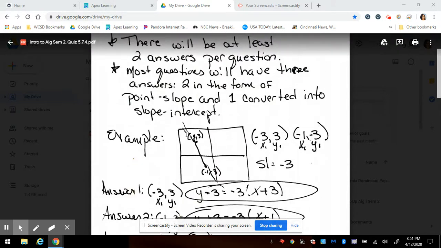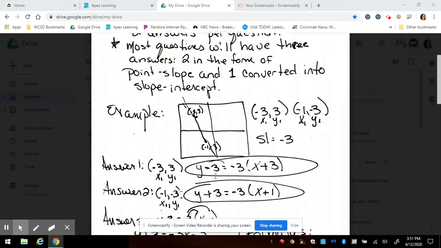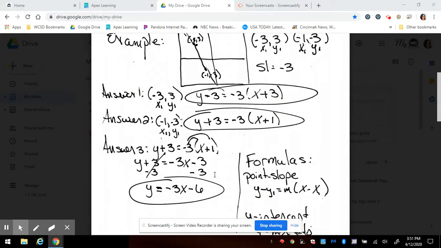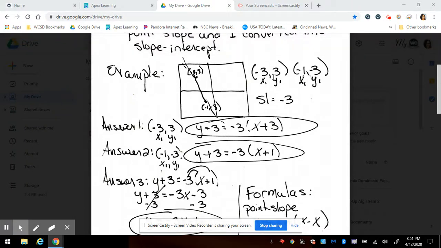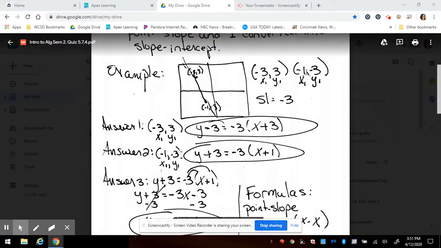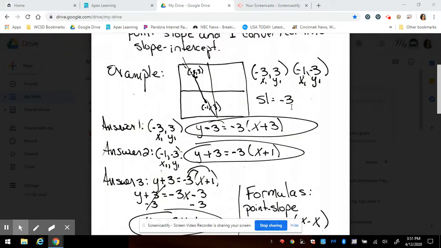So I went ahead and made an example, badly drawn, as I will say, because I am not a good drawer at all. But here is our Cartesian coordinate. And the 2 points are -3, 3, and -1, -3. And it gives us the slope as a -3. This problem is actually one from one of the quizzes that you took.